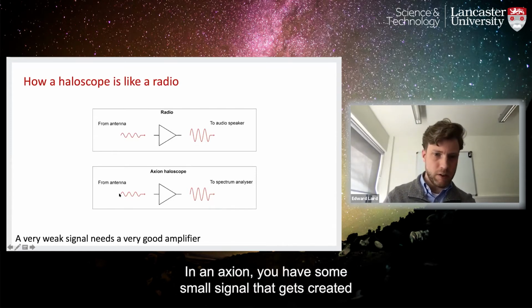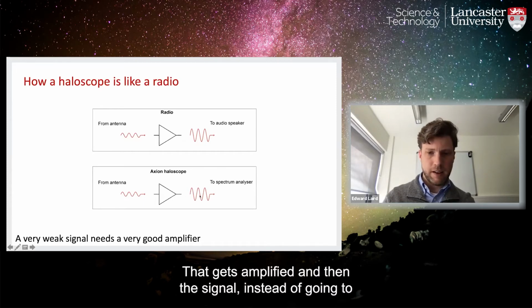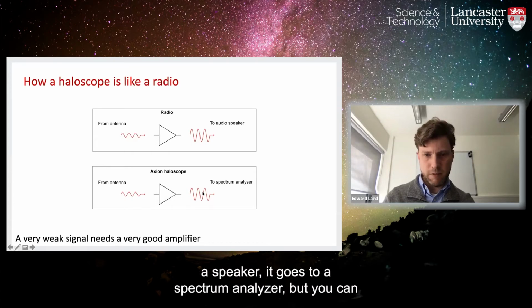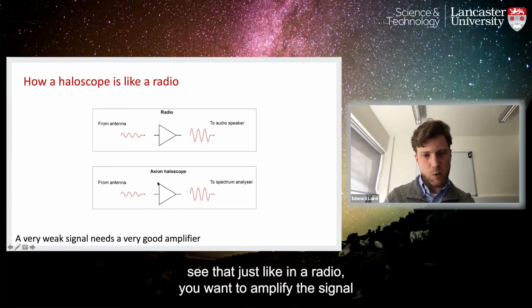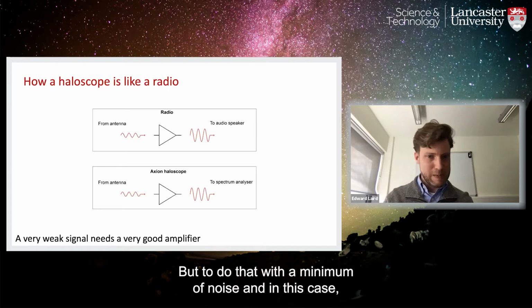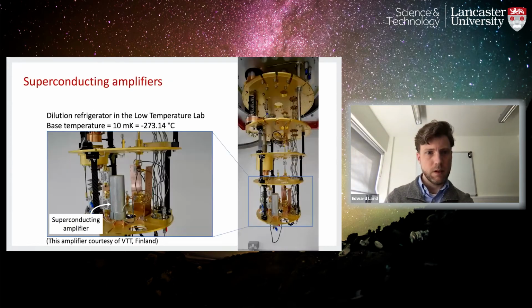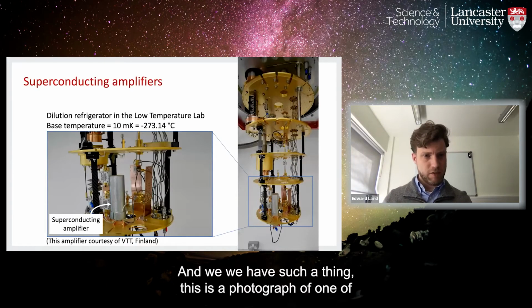In an axion experiment, you have some small signal that gets created from the axions that gets amplified, and then the signal, instead of going to a speaker, it goes to a spectrum analyzer. But you can see that just like in a radio, you want to amplify the signal as much as you can, but to do that with the minimum of noise. And in this case, we have an extremely weak signal, so we need a very good amplifier. And we have such a thing.